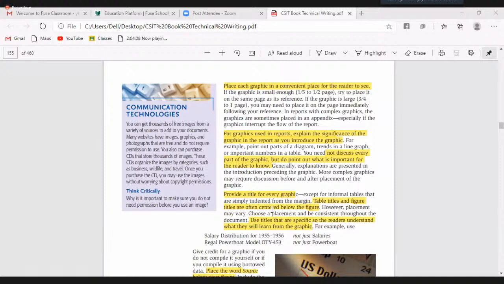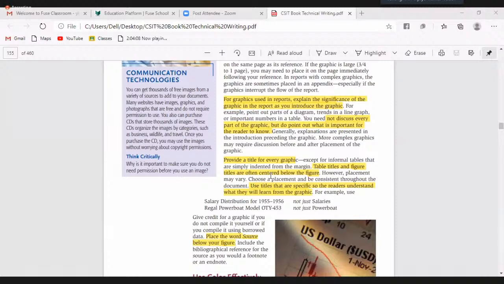Then you have to provide a title for every graphic. Without a title, the readers will be confused. Whatever graphic you use, give the title of that graphic. Except for informal tables, table titles and figure titles are often centered below the figure. So give a title for every graphic. If you have used a table or a figure, then below the figure or below the table, in the center, you give the title. You make the figure, and then below it you give the title of that figure. Below the table, you give the title of the table. So this you have to do.